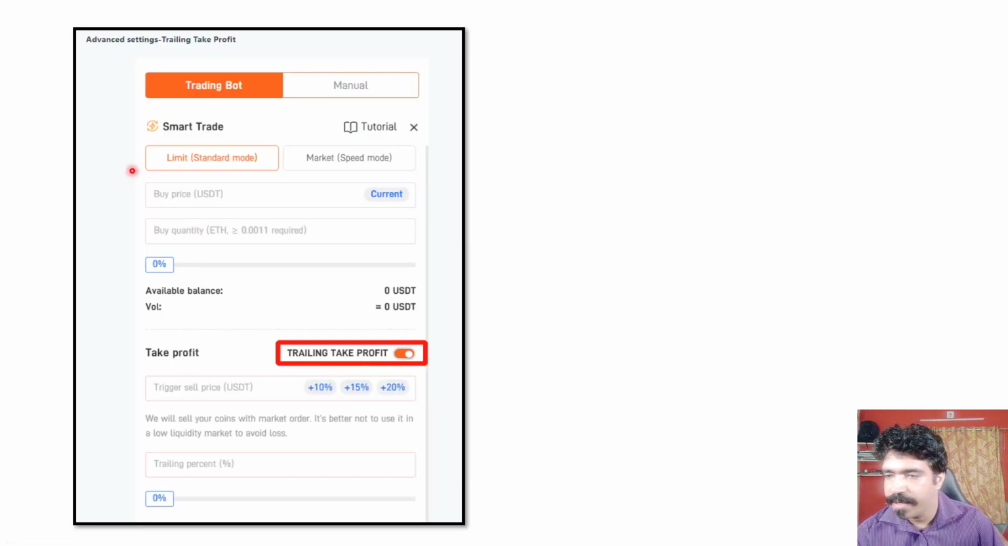So these are the parameters that we need to put in: the buy price, the buy quantity, and the slider for the amount of investment that is required to set up the bot. The available balance is here. For take profit, you can turn the trailing take profit on and off. And we can set the trailing percentage equal to 5, 10, 15 and 20%. And this is the trailing percentage that you can put in.